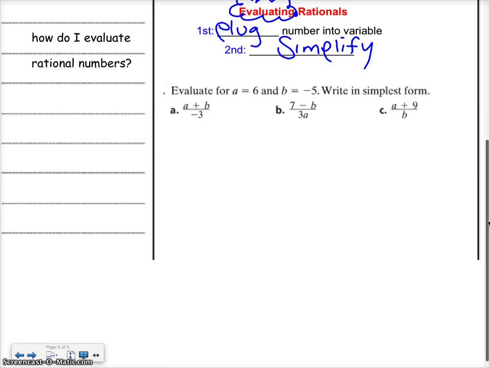Okay, so A plus B, which is 6 plus negative 5 all over negative 3. 6 plus a negative 5 is 1 over negative 3. And now that I showed you equivalence with negatives, we like to pull that out to the side. That's just what mathematicians do. If the negative's on the bottom, they bring it to the side.